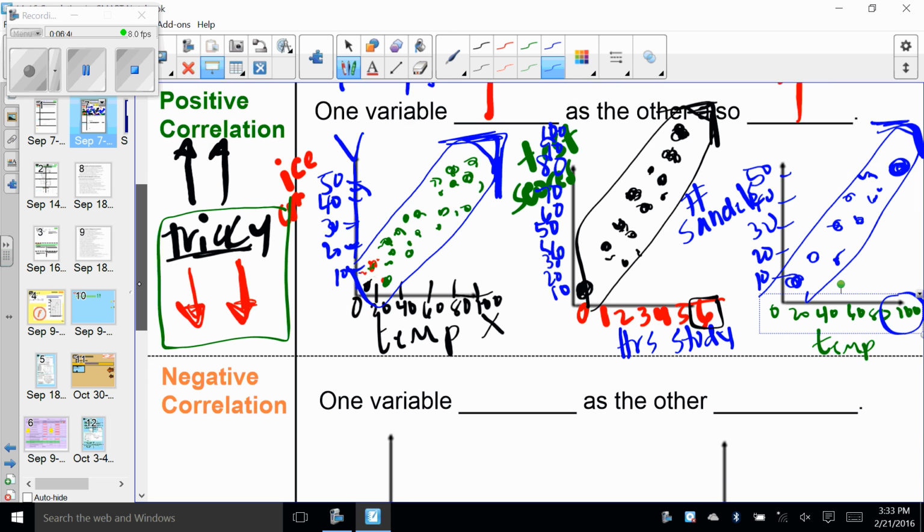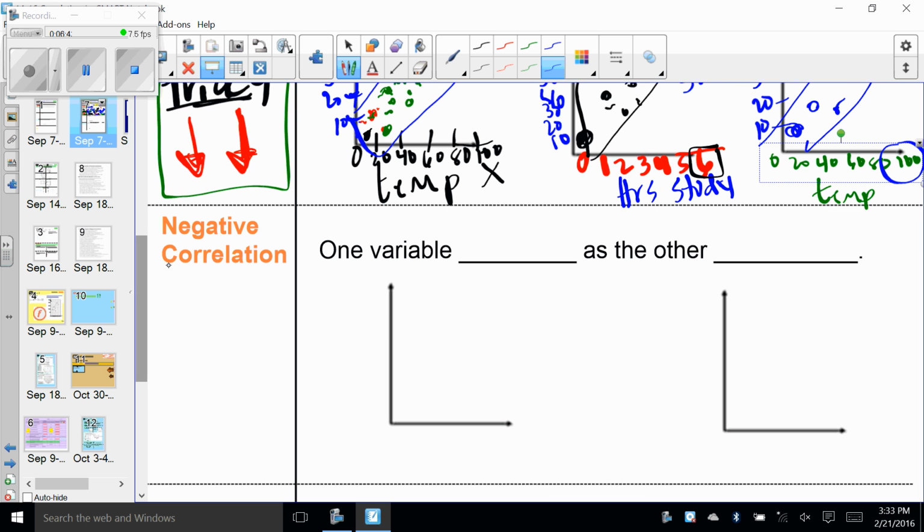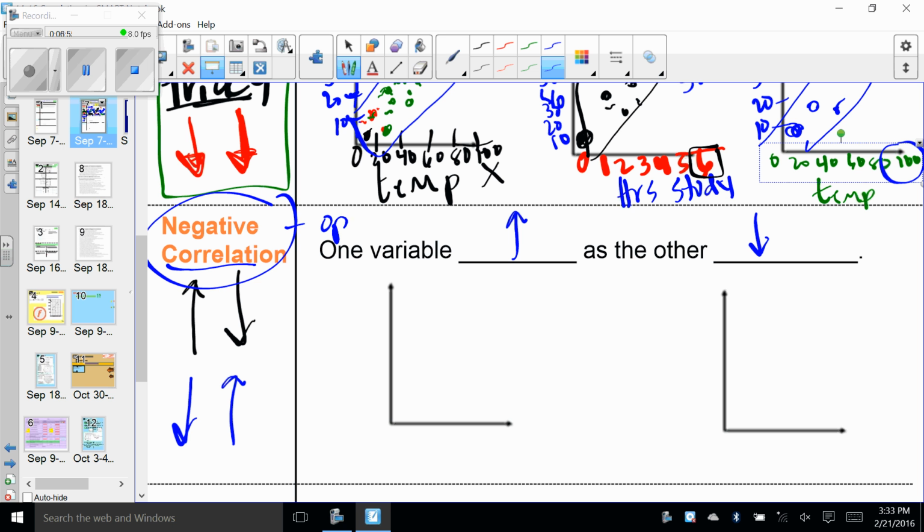Okay? So let's go ahead and look at negative correlation. Negative correlation is one goes up, other goes down. Or as one goes down, other goes up. So as one variable increases, the other variable decreases. We have this opposite thing happening. Negative meaning opposites, like opposites attract. So our first example would be this.